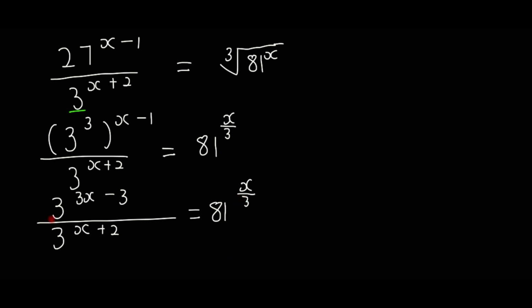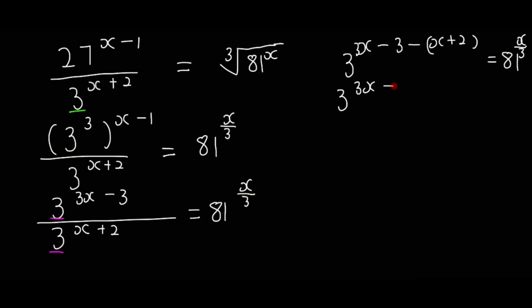And then now, because we are dividing and the bases are the same, we write base 1, and then we take the exponent at the top and minus the one at the bottom. So we have 3x minus 3, and then minus, and then open the bracket, you have x plus 2, and then we have 81 to the exponent x over 3. And then from there we have 3 to the power 3x minus 3, and then minus times x is minus x, and then minus times positive 2 is minus 2, and then is equals to 81 to the power x over 3.